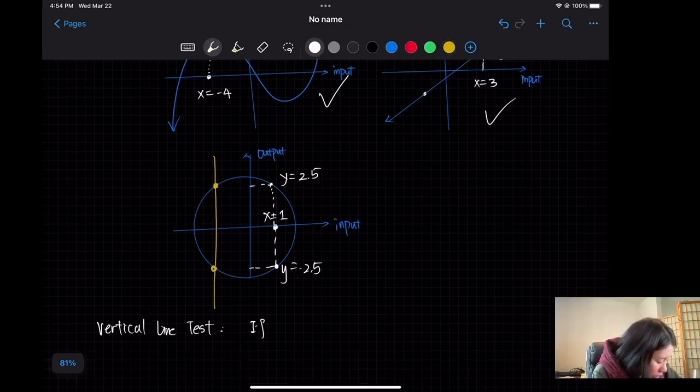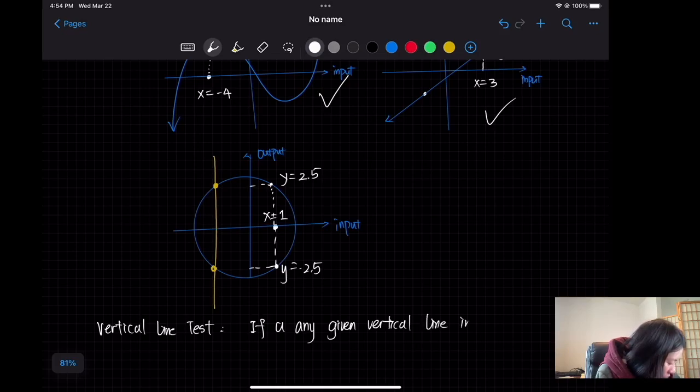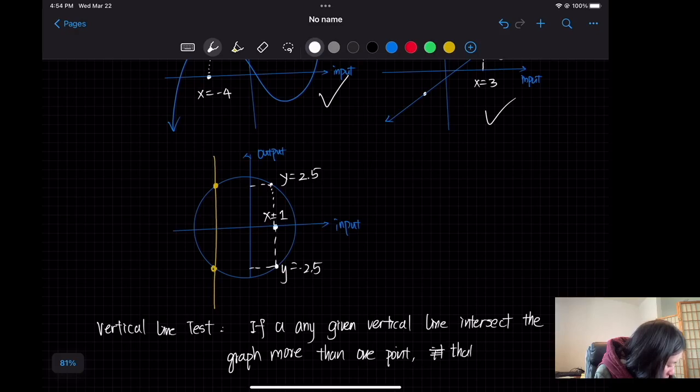So if any given vertical line intersects the graph at more than 1 point, that graph is not a function.